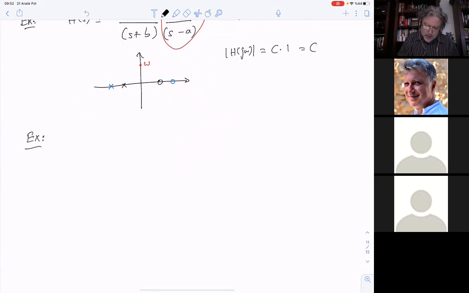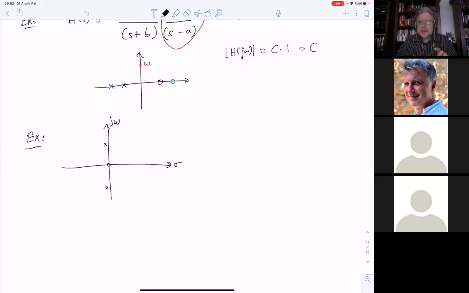Some questions I want to ask within a few minutes. I'm not going to solve them, but I want to emphasize something. Suppose that in a system we have these two poles. This is the j omega axis, this is the sigma axis, and we have a zero here.